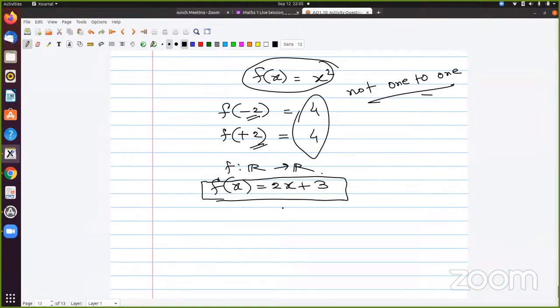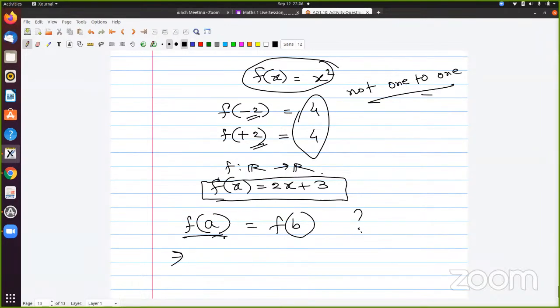So we have to check whether two inputs can go to the same output or not. What does it mean? Suppose I have two things, A and B. These two are my inputs. Can they go to the same output? This is my question. No, sir, different. So we have to prove it.